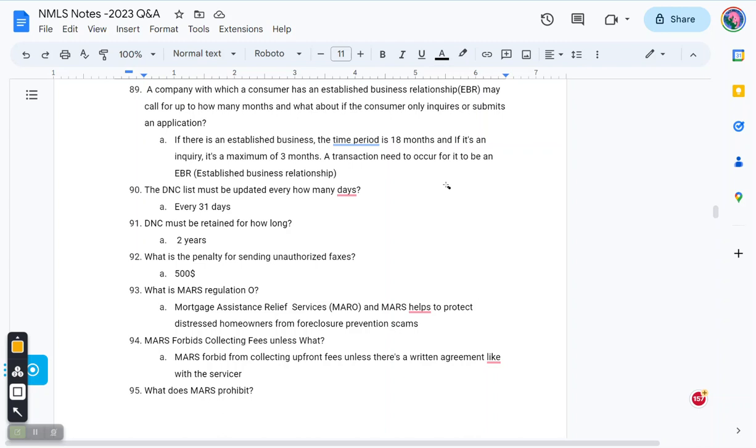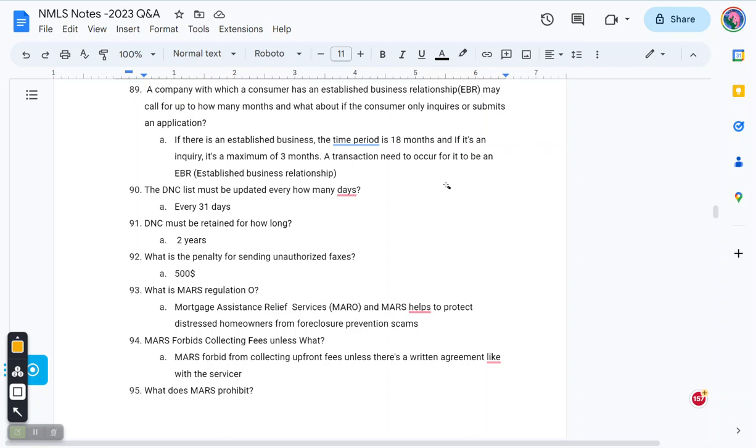Fellow members, we need to remember these acronyms. DNC. In the exams, you won't be told that it's do not call. So you need to remember what does DNC stand for? DNC stands for do not call. And it must be retained for 2 years.